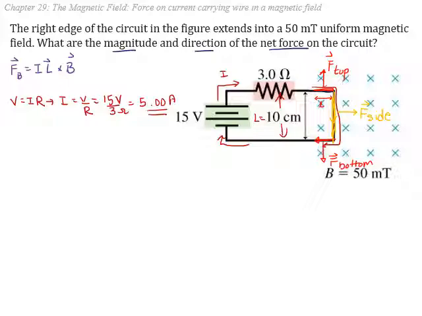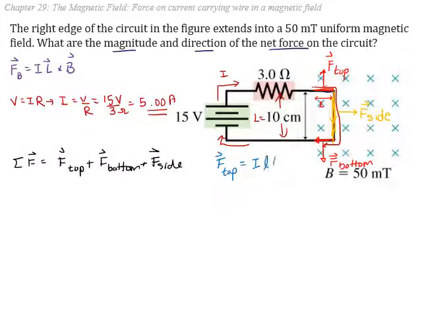Okay, to get our net force, we're going to have to add them all up. Sum of the forces equals F of the top plus F of the bottom plus F of the side. And those are all vectors, of course. Okay, so my force for the top is equal to, the magnitude is the magnitude of the current times the length times B, and the direction is straight up. We found that with our right-hand rule.